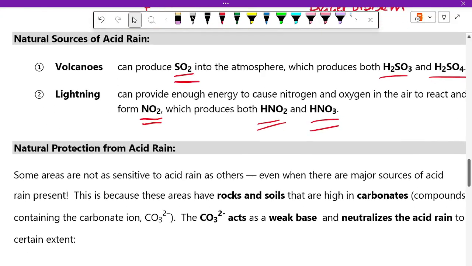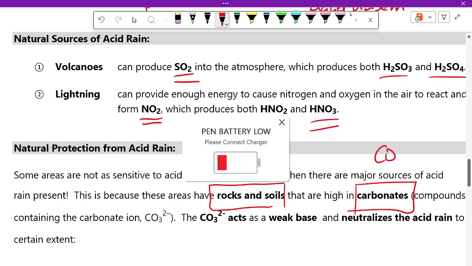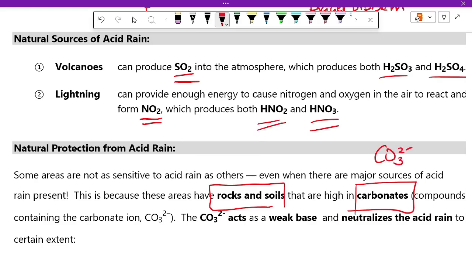Some areas have a natural protection from acid rain. That's because the rocks and soils contain carbonates. What kind of a substance is carbonate? It's a base.